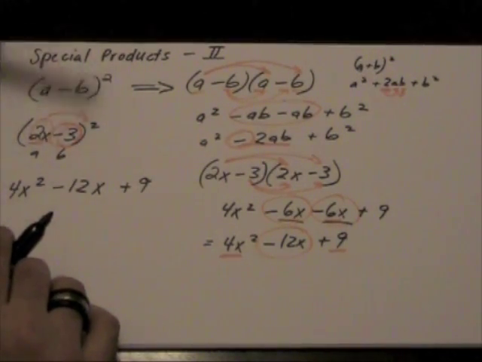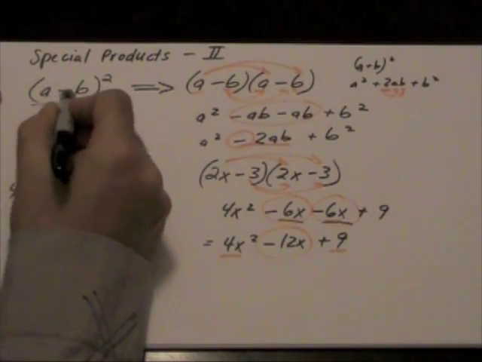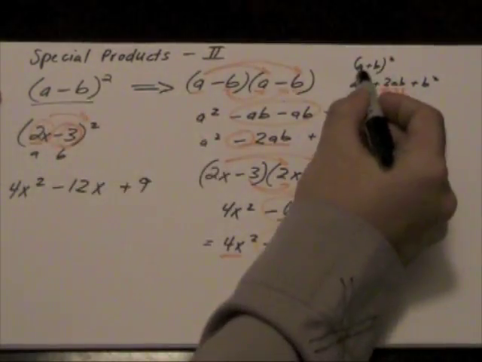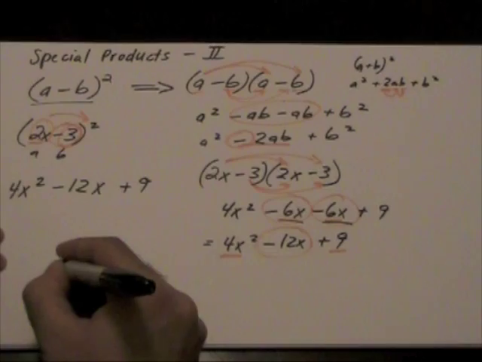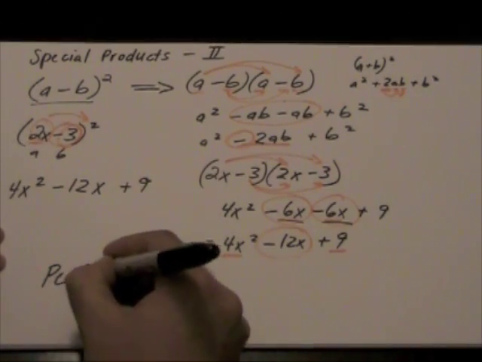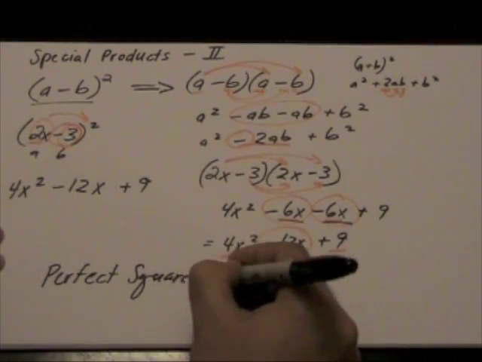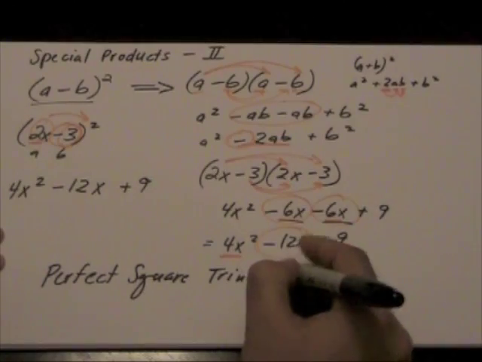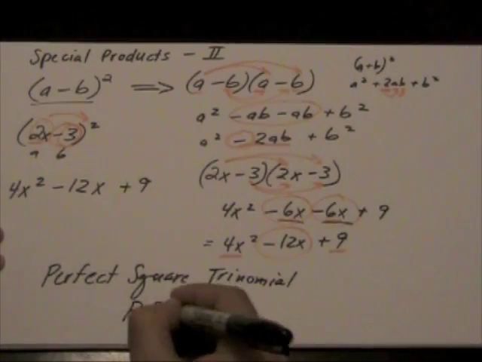And as we said, anytime we have a special product in the form of A minus B all squared or in the form of A plus B all squared, we get a trinomial called a perfect square trinomial, otherwise known as our PST.